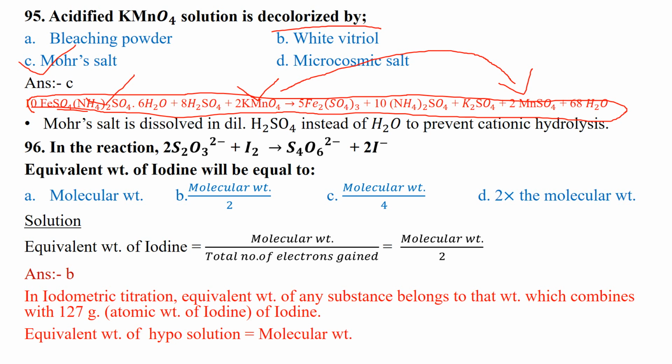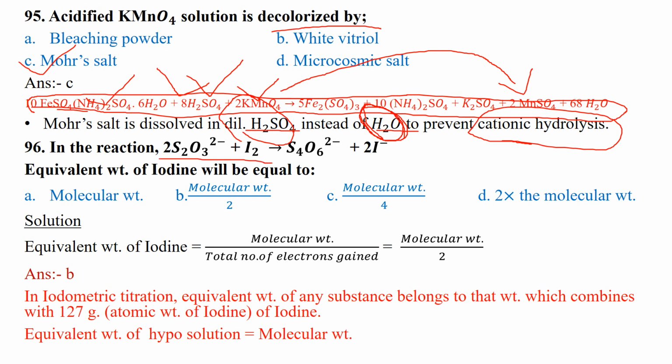Mohr salt is dissolved in dilute H2SO4 instead of H2O to prevent cationic hydrolysis. If Mohr salt is dissolved in water, then it performs cationic hydrolysis with water. So to prevent this, Mohr salt is kept in dilute H2SO4 during this titration. This is also an important example of redox titration.